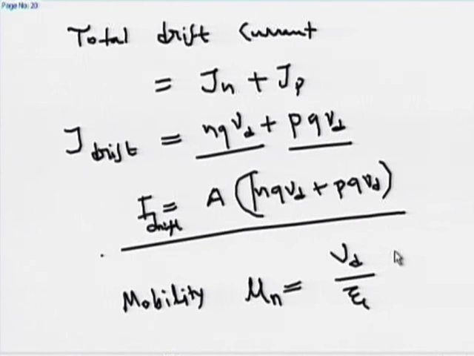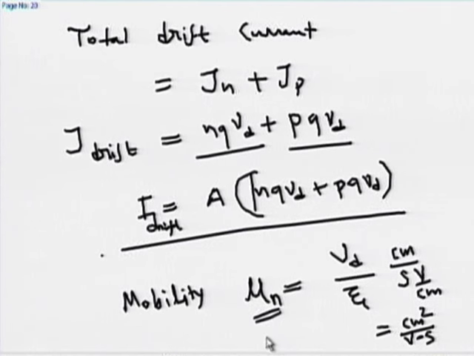What is the unit of mobility? You can find out. What is the unit of velocity? It is centimeter per second. And what is the unit of electric field? Volt per centimeter. So, the unit becomes centimeter square per volt second. The unit of mobility is centimeter square per volt second. You have the mobility of electrons, mu n. Similarly, you will have mu p, the mobility of holes. Right? Holes will also move and will have a similar process.